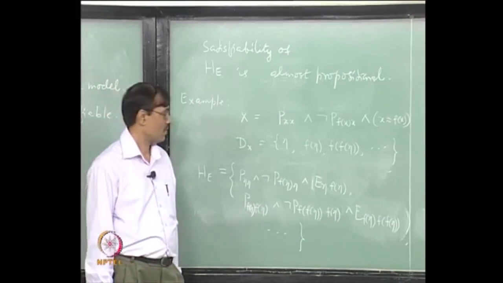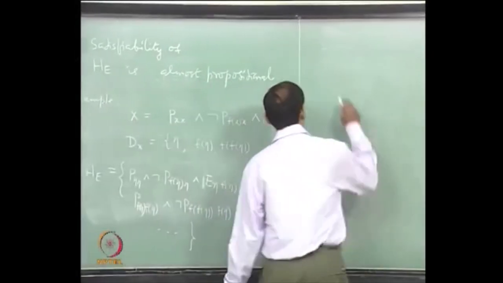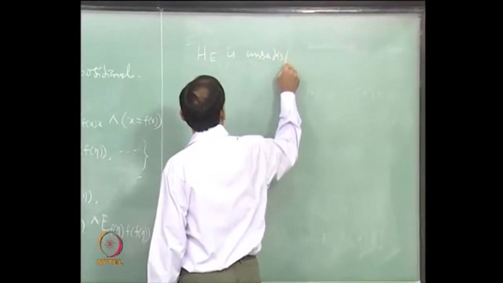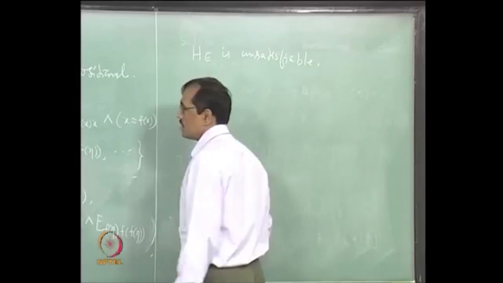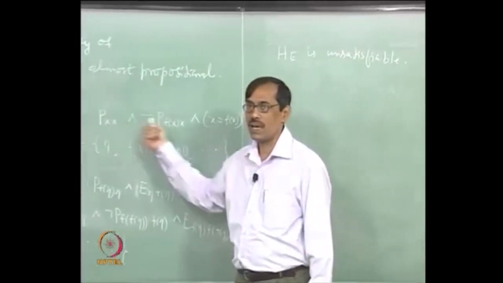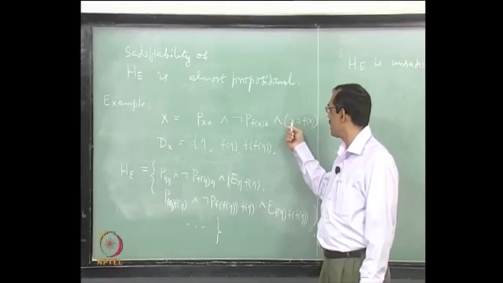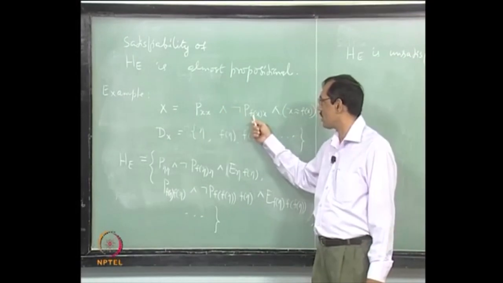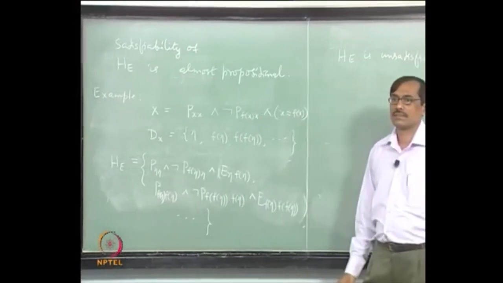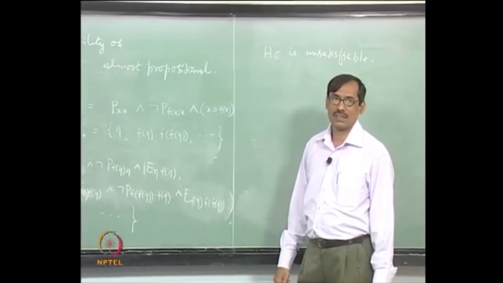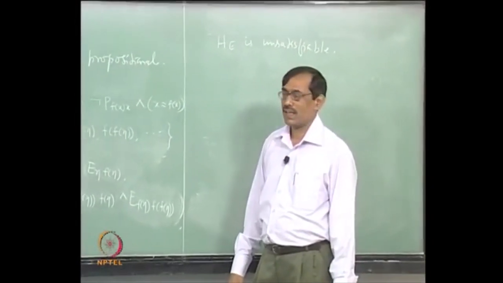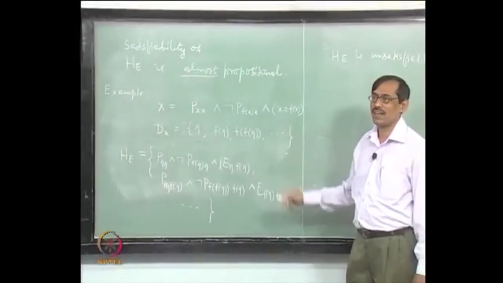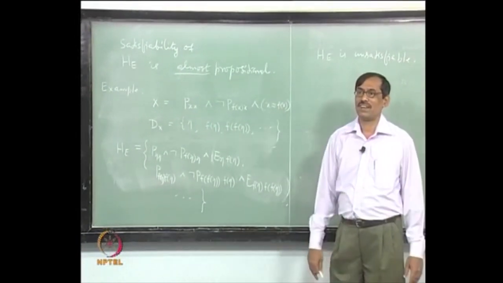Is that okay? So H is unsatisfiable, it should be, because from the formula itself we can see it is unsatisfiable. Doing the same thing here, x substituted by f of x, I get p f of x and not p f of x, which contradict each other. So this is the meaning of this, almost, except this equality predicate, everywhere it is propositional.